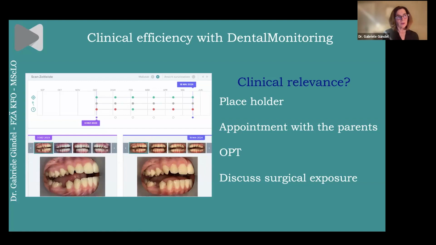If we don't monitor the patient with dental monitoring, he's maybe coming every 4 or 6 months, or maybe every 3 months. And then we look into the mouth, we say, well, nothing has happened, so come again in another 3 months. This is a little bit a waste of time, in my opinion. So for the patient, it is a waste of time, but for us also.